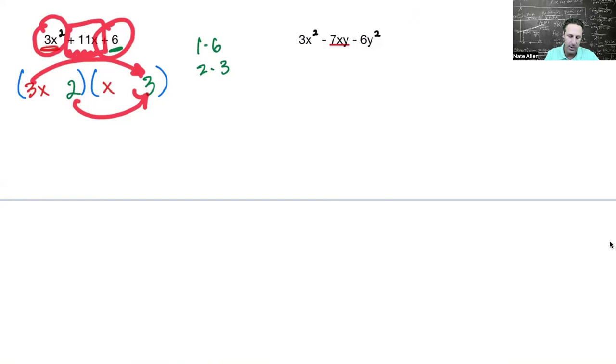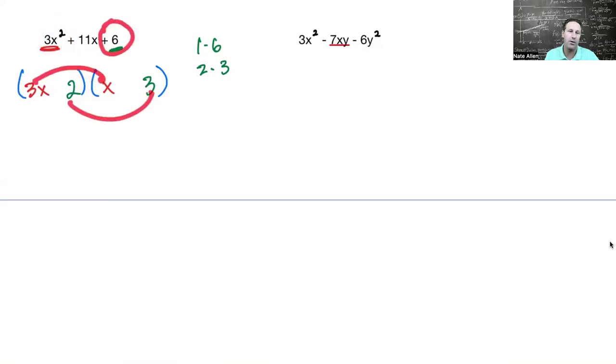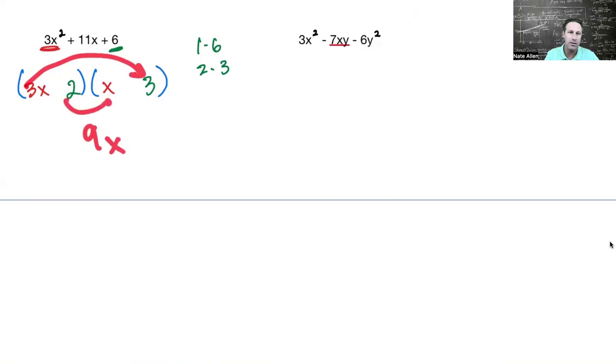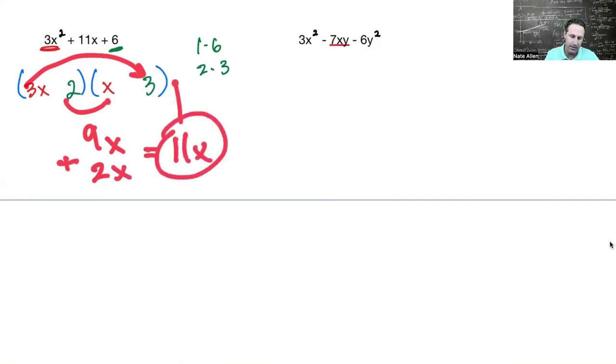And if you notice, when I do the distributing with the 3x and the x to get the 3x squared, the 2 and the 3 to get the 6, if I do the other foiling or distributing, the 3x times 3, that's going to give me 9x. The 2 times the x gives me 2x. And when I add those, that gets me to 11x, which is what I needed in the middle.